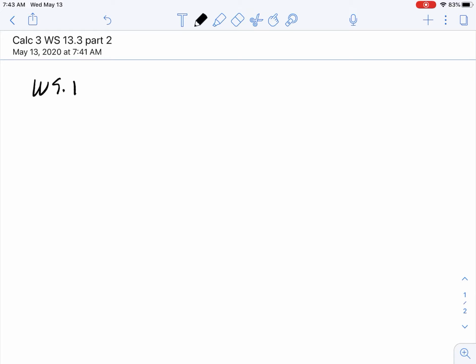All right, so again, this is for worksheet 13.3. Now, this is part 2. This is just giving you some more examples. I'm going to do 2 more for you, and I think I'll post like 4 examples of my notes so you can take a look at a couple more of these.